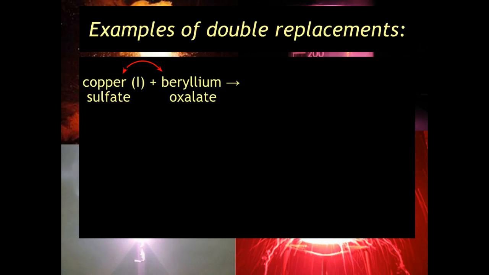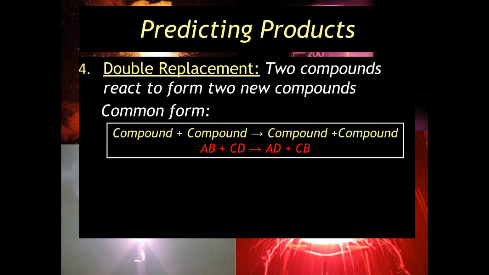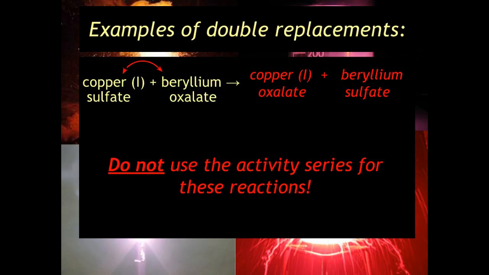We have copper 1 sulfate plus beryllium oxalate. All right. So if copper 1 and sulfate are dance partners, plus beryllium and its dance partner oxalate, they're going to switch dance partners. They're going to do a do-si-do and switch partners to give you a double replacement reaction of copper 1 oxalate plus beryllium sulfate.